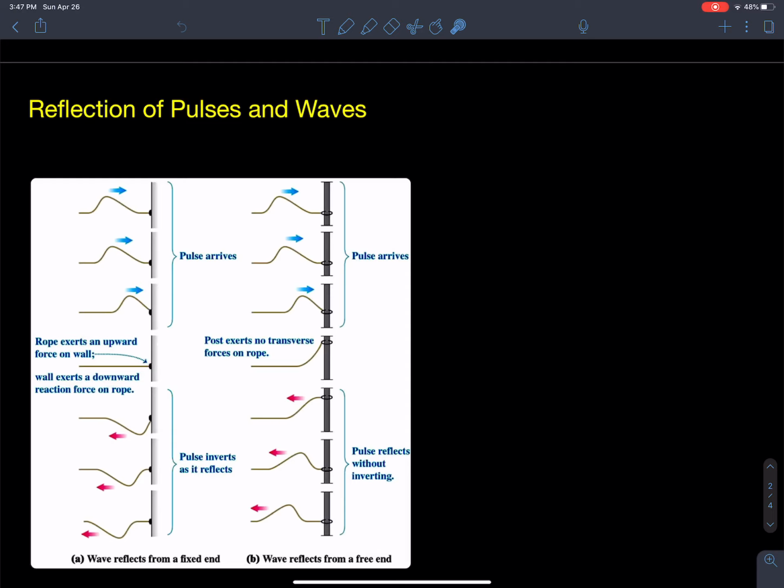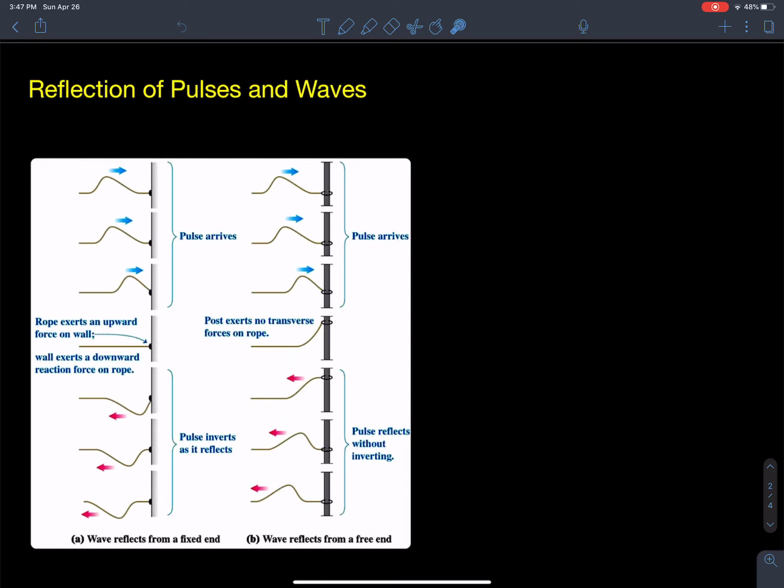If I tied the rope such that it's not attached to the boundary at all, and it's free to move, what's going to happen is that wave is going to reflect off of this boundary in the same phase. It doesn't flip. So that's important to understand.